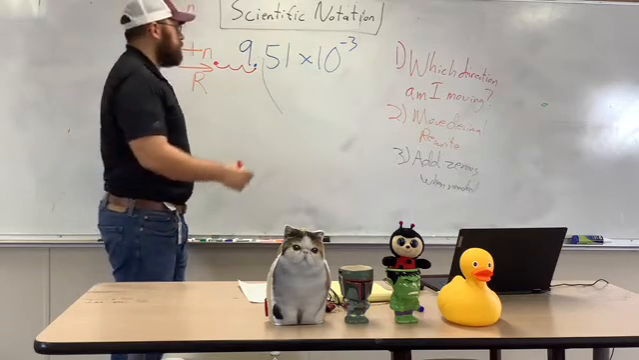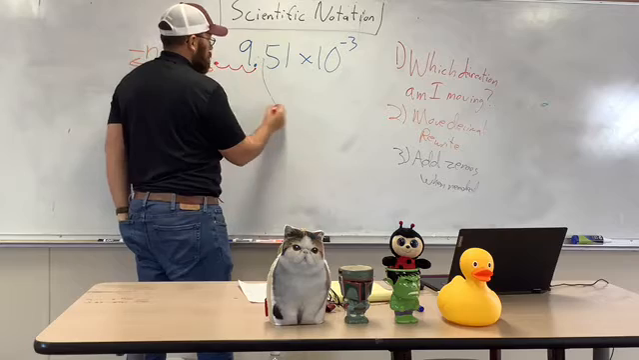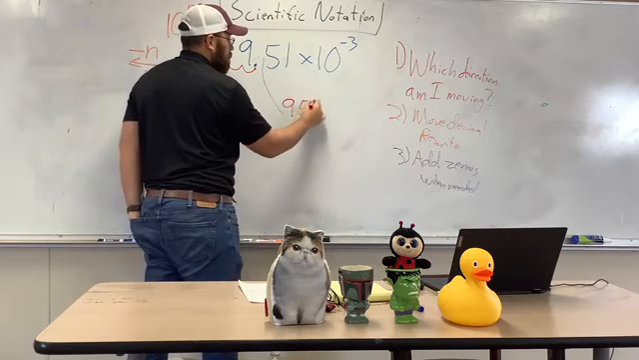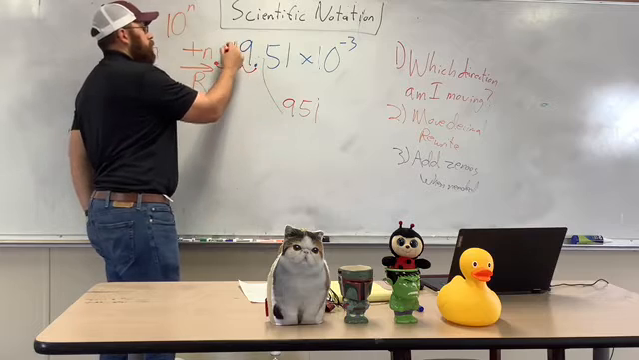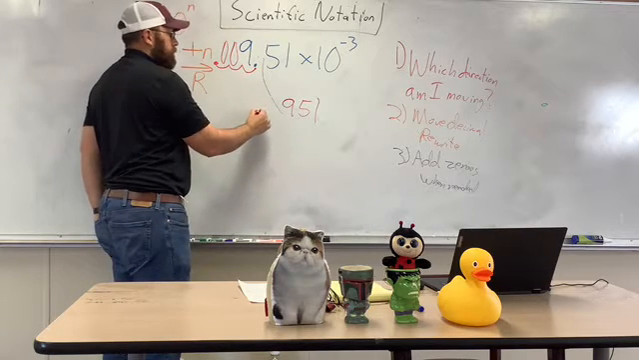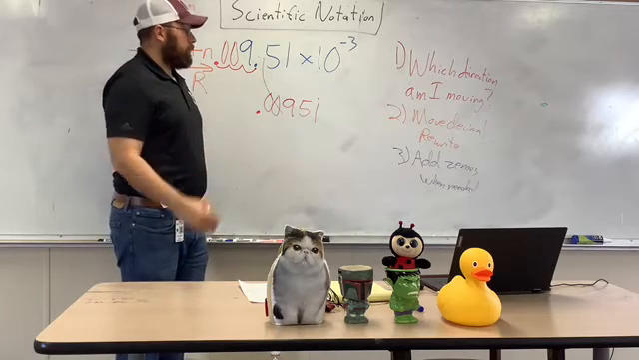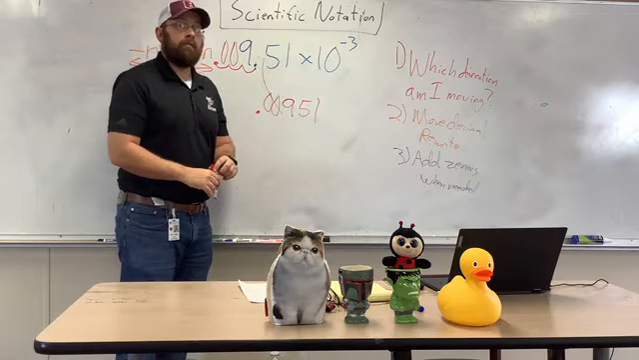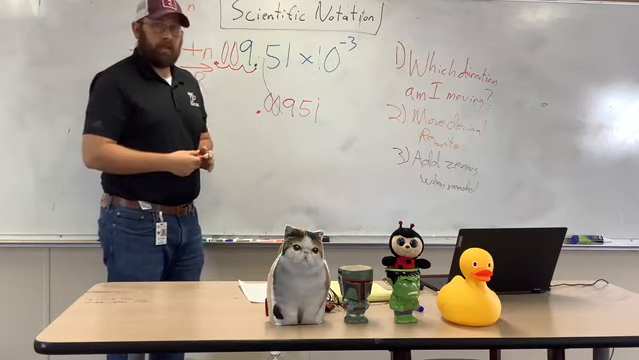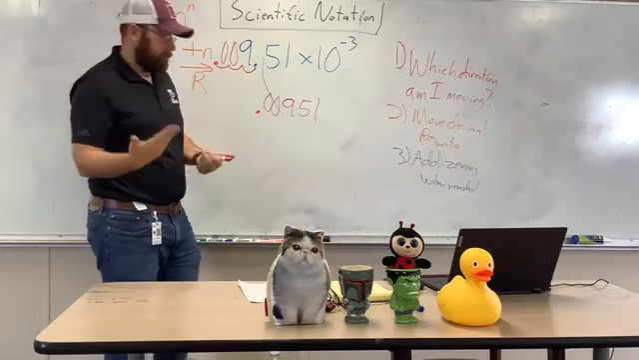And now, I'm going to rewrite it. So 9, 5, 1. Then I have to add zeros. 1, 2 zeros. And there you go. That is your answer. 0.00951 is your final answer for this one. It's done the same way as the other one, you're just moving the other direction.